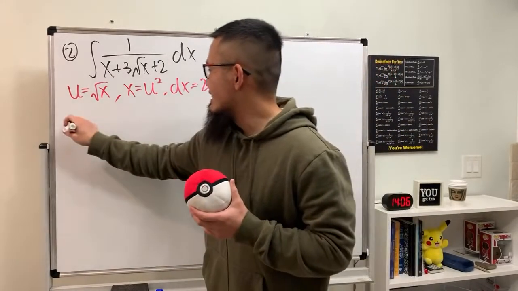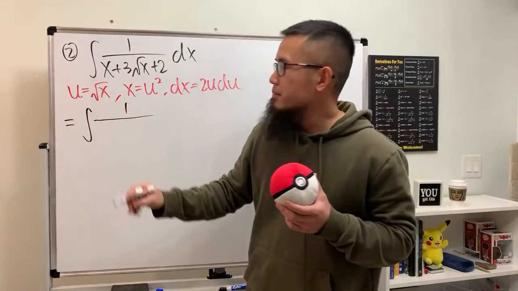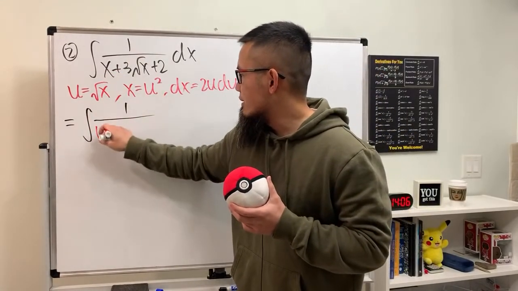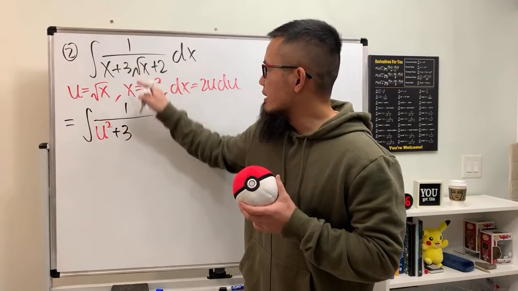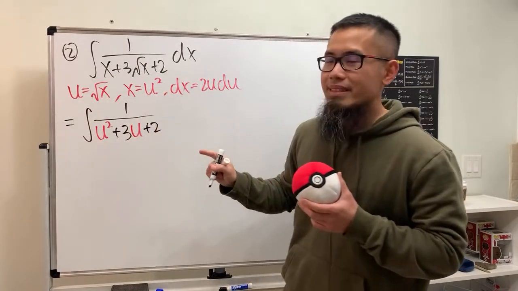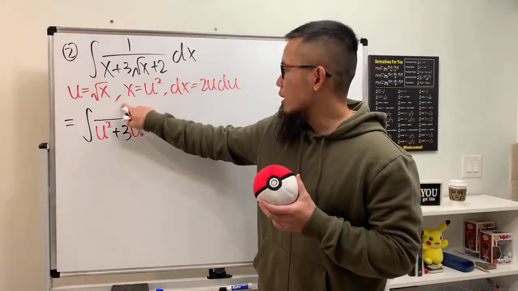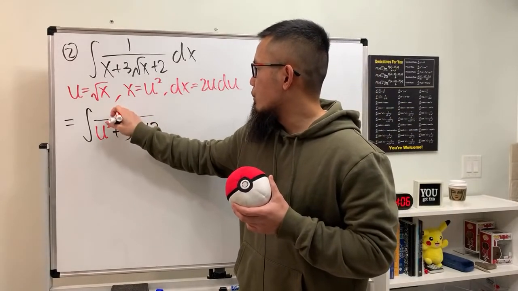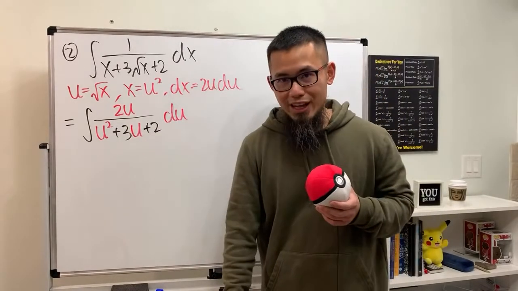You will see that this becomes the integral. On the top, we have 1. On the bottom, x is u squared, and then plus, here we have the 3, and the square root of x is u, and then we have the plus 2. And then we have the dx being 2u du. So allow me to put this down right here. We have the 2u here, and then the du here. And that is very nice.